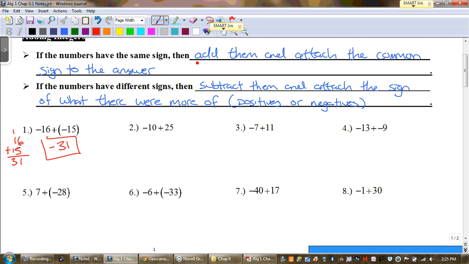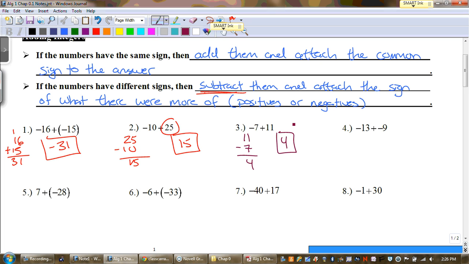Okay, now if the signs are different, like right now, we subtract them and attach the sign of what there are more of. There are more positives. 25 minus 10 gives us 15. Okay, negative 7 plus 11. What are there more of, positives or negatives? There are more positives, so subtract, and we get positive 4.